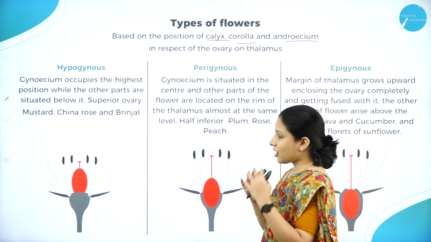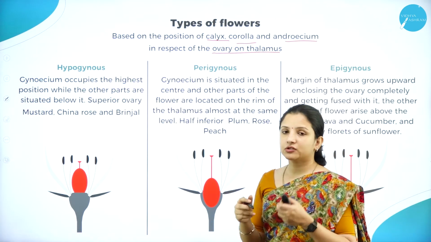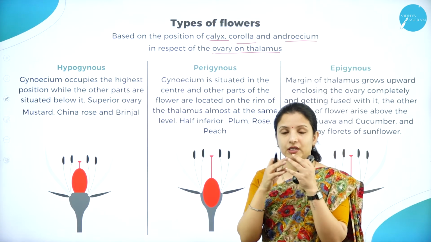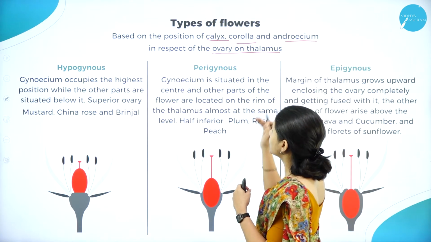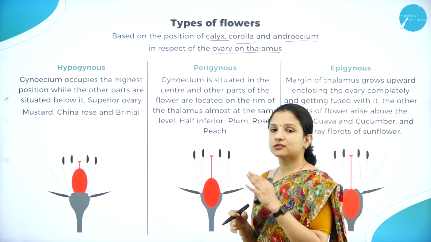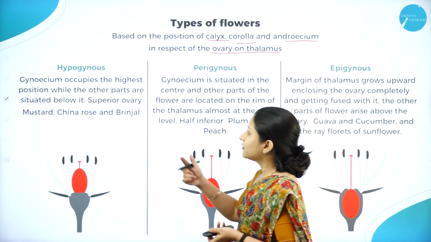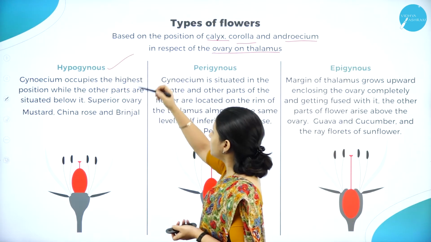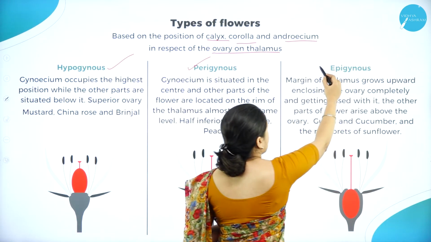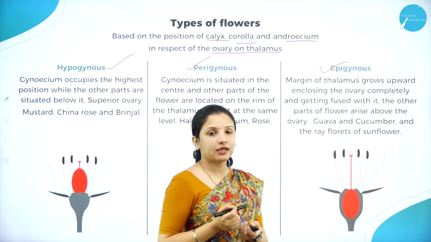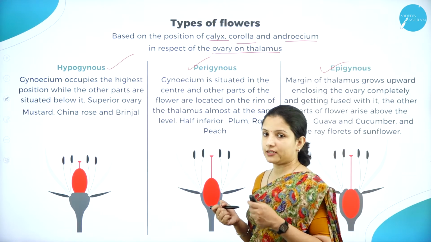Here, we look at how they are arranged with respect to the ovary on the thalamus. In which position the parts of the flower, that is the calyx, corolla and androecium, are placed when we compare with the ovary and the thalamus. Based on that, the flowers are of three types: the hypogynous flower, the perigynous flower, and the epigynous flower. We shall study each of them one by one. First, the hypogynous flower.